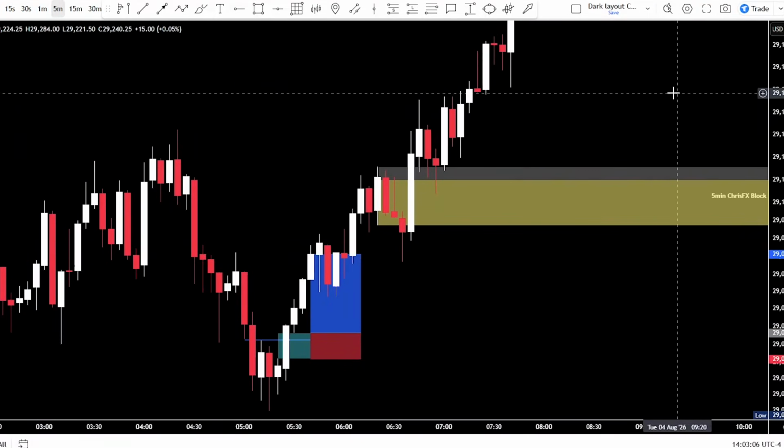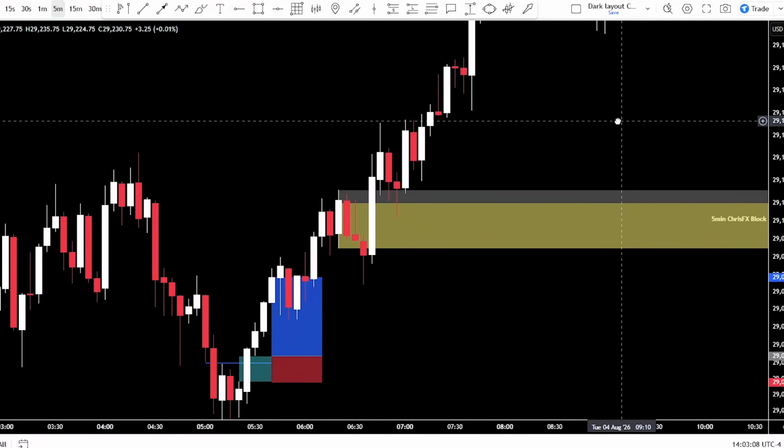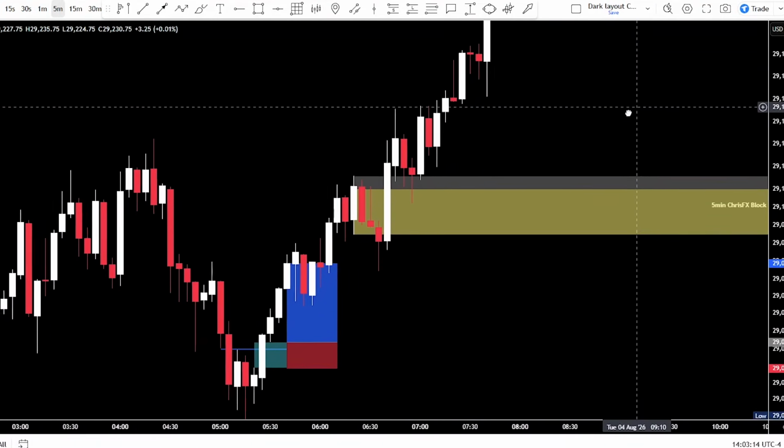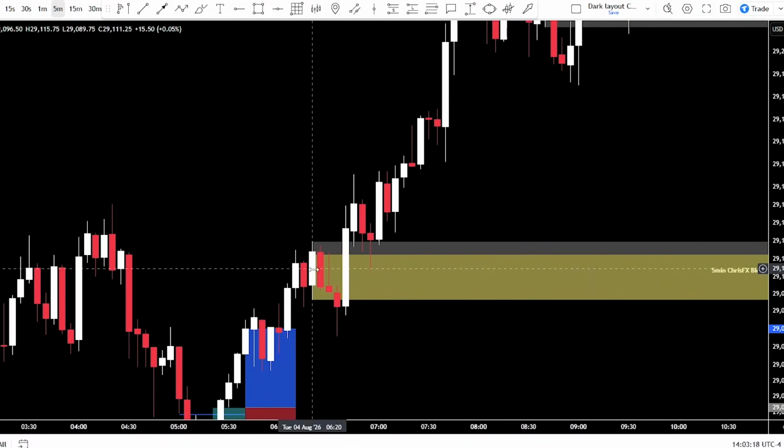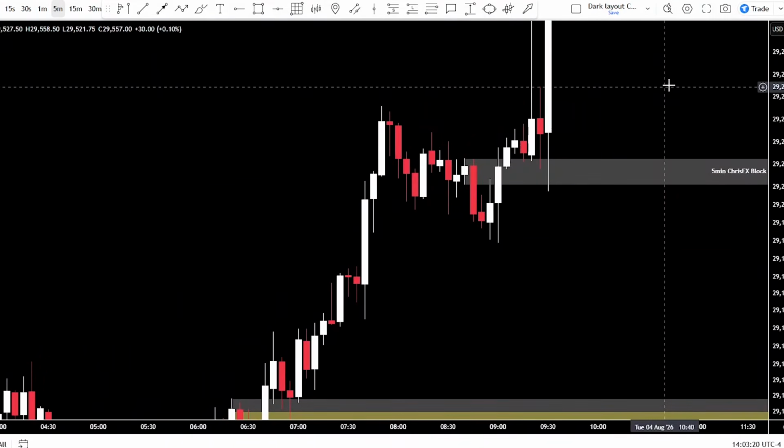Now I'm gonna show you a couple of examples. This strategy, as we said, takes place on the 5-minute time frame, and you might be wondering what are those lines that I have right here. Those are the ChrisFX blocks.